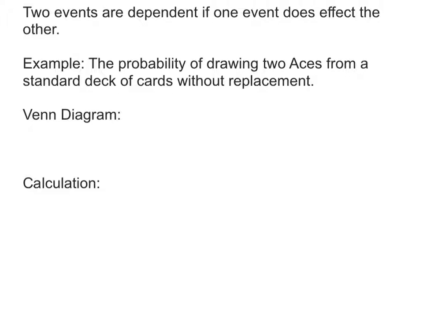Two events are dependent if one event does affect the other. So my example here is the probability that you would draw 2 aces from a deck of cards without any replacement of that first ace. So in a standard deck of cards, there are 4 aces out of 52 cards. But once you pull an ace from that deck, it affects the next probability, because now there are only 3 aces to choose out of 51 cards.